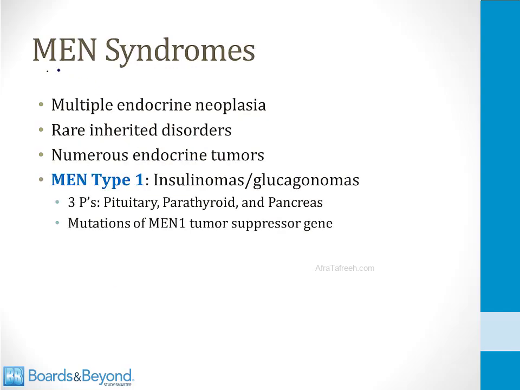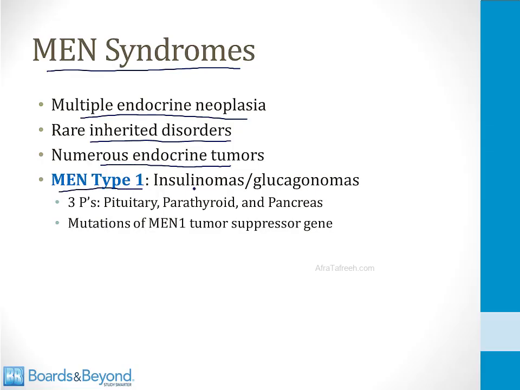Lastly, let me mention the MEN syndromes. MEN stands for multiple endocrine neoplasia. These are rare inherited disorders that I'll talk about in another module. They result in numerous endocrine tumors, but you should know that MEN type 1 syndromes are associated with insulinomas and glucagonomas. MEN type 1 classically involves the 3 Ps.